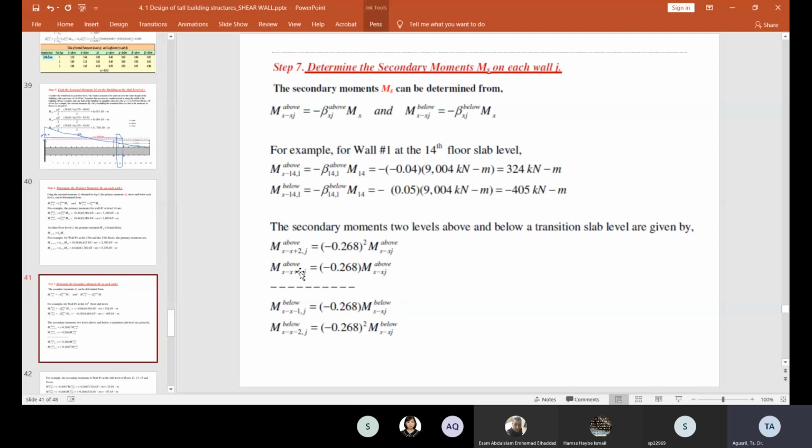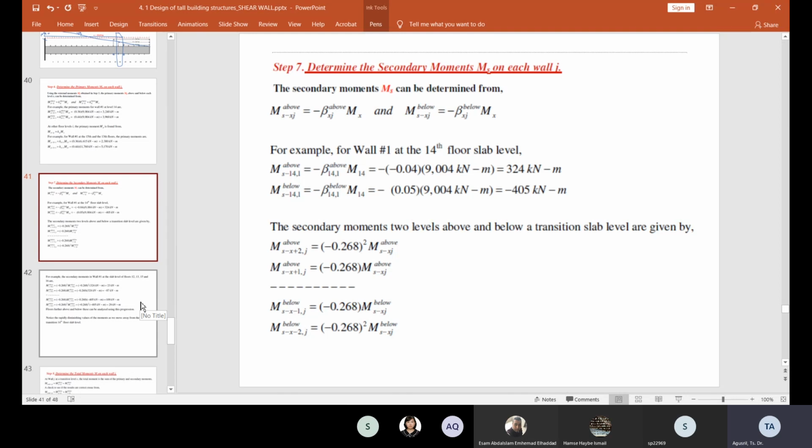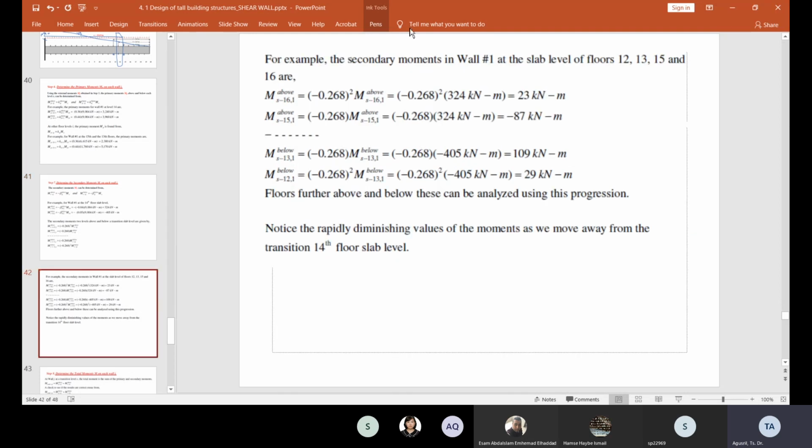So for x plus 1 means, for example, now we are talking about level 14. So this is for level 15, and then this one for level 16. And then for the below one, this is for level minus 1. So 14 minus 1 means level 13. And then minus 2 is for level 12. So we can get the secondary moment by using this equation. For the next slide, you can see how to use this equation.